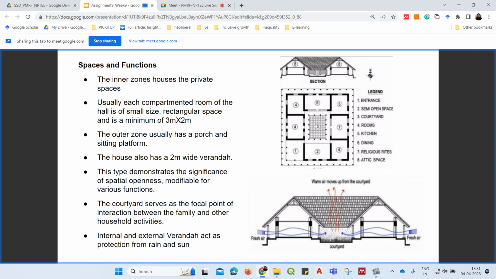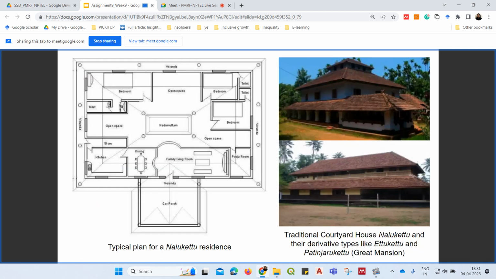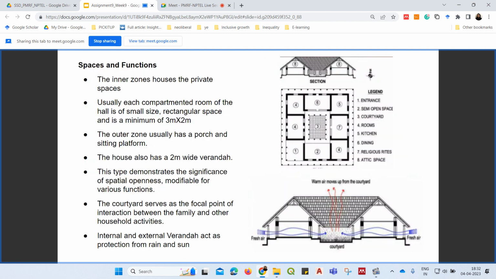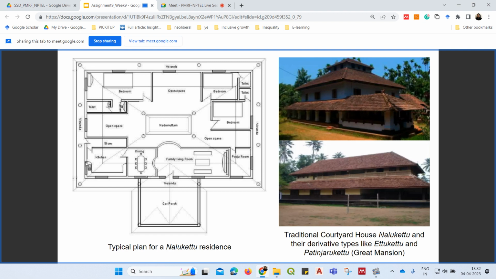So even the spaces and functions have a particular orientation and proximity in these types of homes. The inner zones in the house are private spaces. As we saw here, the bedrooms are located towards the interior of the house or towards the end. Usually each compartmented room of the hall is small, a rectangular space of a minimum of 3 meters by 2 meters. The outer zone usually has a porch and a sitting platform, and the house also usually has a 2 meter wide veranda, as you can see here in plan, surrounding the house all over.